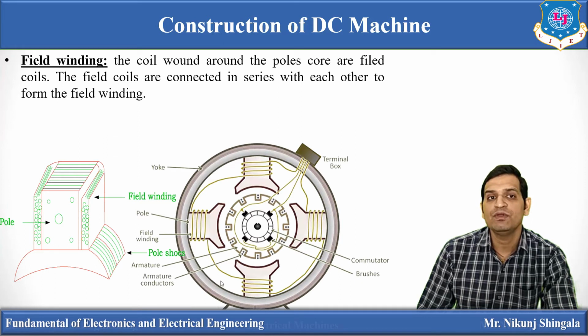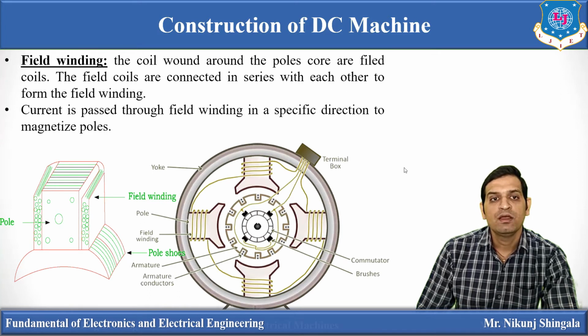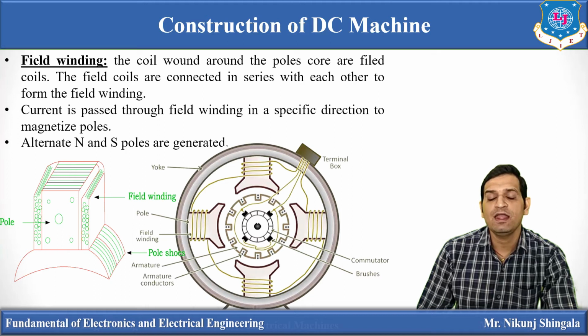So there will be 2 terminals of the field winding, and across that the DC supply will be given. Current is passed through the field winding in a specific direction to magnetize the pole, so magnetic flux will be produced. When current is passed through the field winding, alternate N and S poles will be produced.